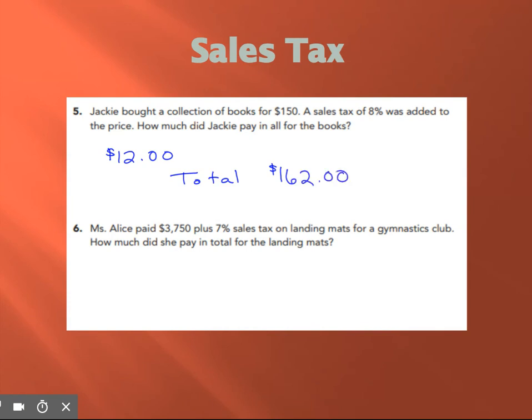And for number 7, you should have gotten the sales tax was $262.50, which gives you a final answer of $4,012.50.